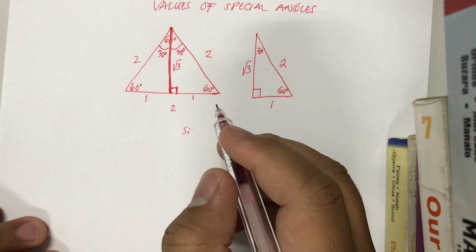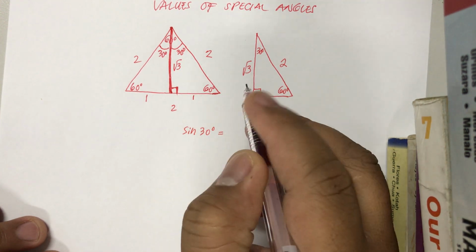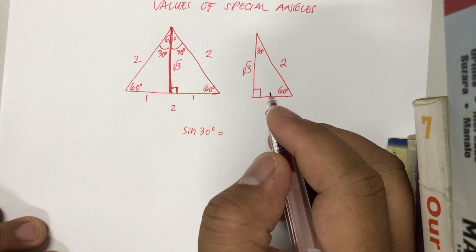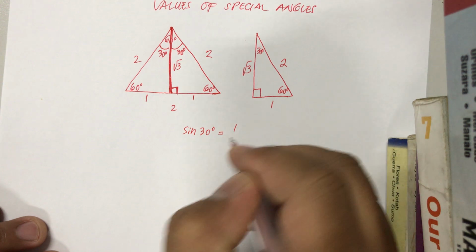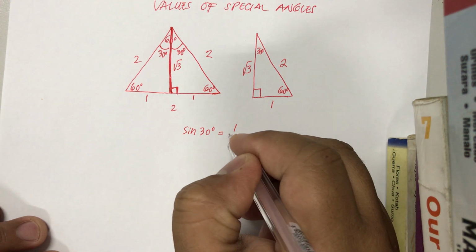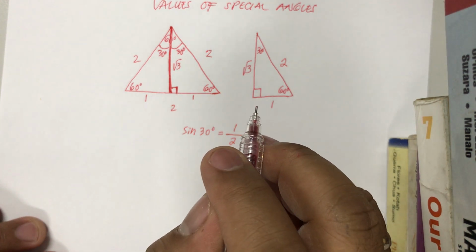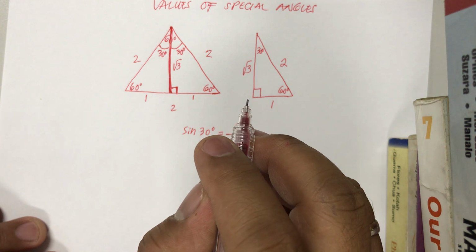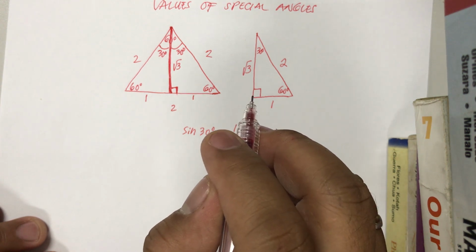Let's start with 30 degrees. Sine of 30 degrees. Sine is opposite over hypotenuse. What is the side opposite to 30 degrees? It's 1. The hypotenuse is 2. Therefore, sine 30 degrees is 1/2. You can verify that using your calculator. Sine 30 degrees, you will get 0.5 or 1/2.